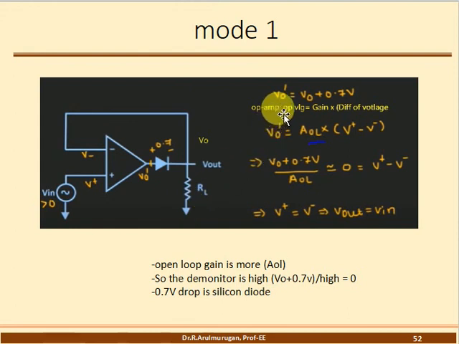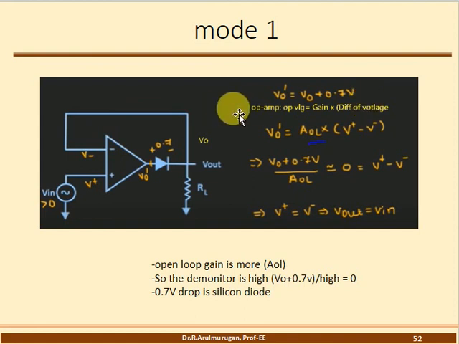V naught dash is this point. For example, if two elements are connected in series and the source gives 50 rupees, the diode consumes 7 rupees and the resistor consumes the remaining 43 rupees. The summation of 7 plus 43 is 50 rupees. So at the point of input, V naught dash is equal to V naught plus 0.7 volt.